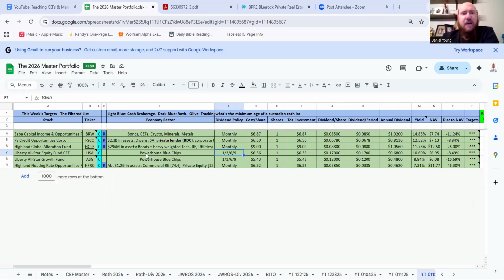But if you think that tech and blue chips are going to just take off, then that leans more towards USA and ASG. And I get ASG doesn't have a 9% dividend, but if you factor them in together, because I like buying those two in sets. Like I like buying 100 of one and 100 of the other. I like buying them in pairs, I guess you could say. Then together they have more than a 9% dividend.